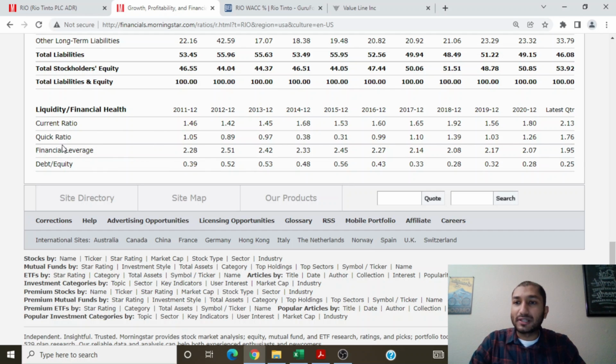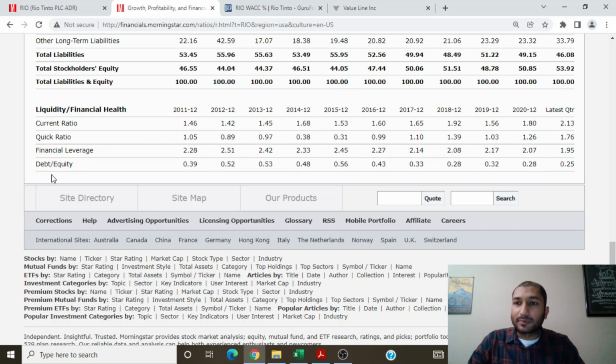After that, looking at the financial leverage, which is the ratio of the company's total assets to its shareholders' equity. A financial leverage of 1.0 tells us that all of the company's assets are financed via shareholders' equity. A high financial leverage tells us that more of the company's assets are financed via liabilities. Back in 2012, the company's financial leverage was at 2.28, and for the latest quarter, it's at 1.95. Over the past 10 years, the company's financial leverage has stayed fairly consistent.